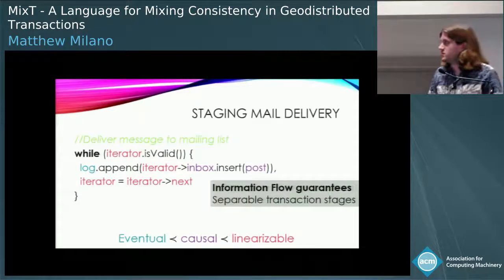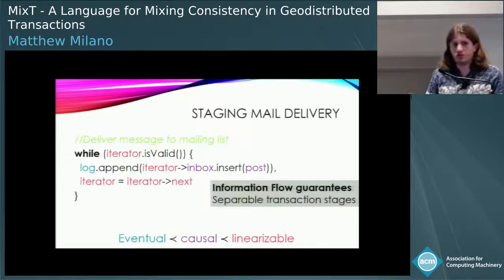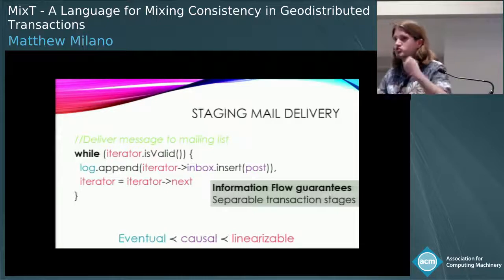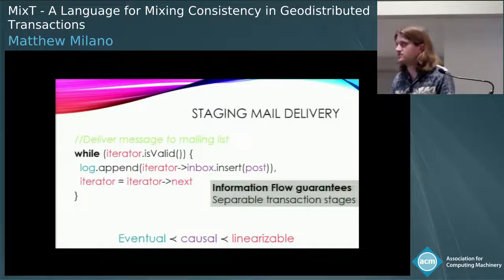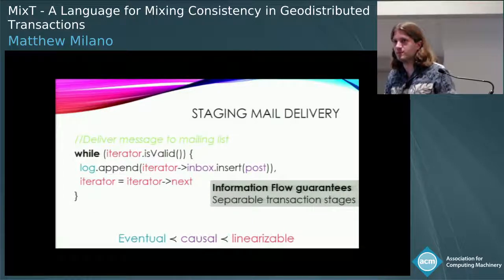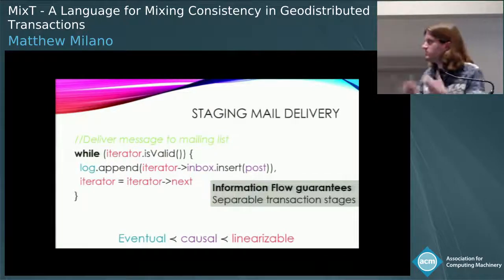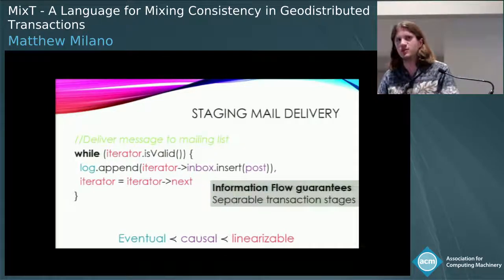Looking again at our mail delivery, we have an information flow guarantee. That guarantee says that everything of a strong consistency level does not depend on things of weaker levels. It's the core idea. And what this means is that you can actually operate all of the strongly consistent things before you need to operate less consistent operations.